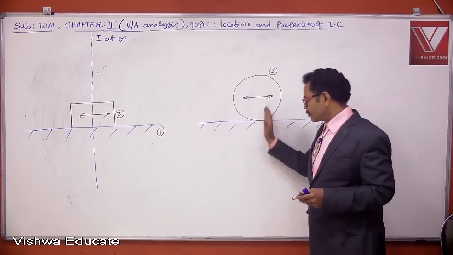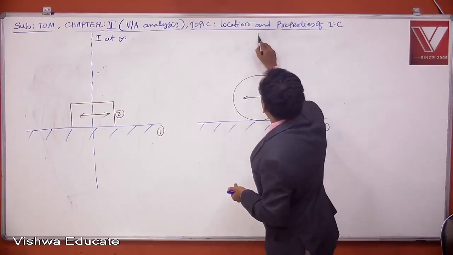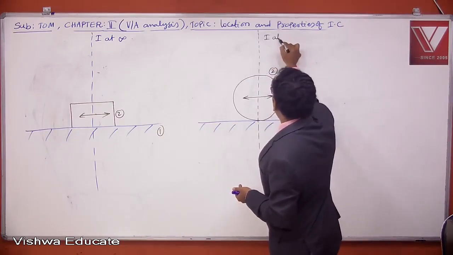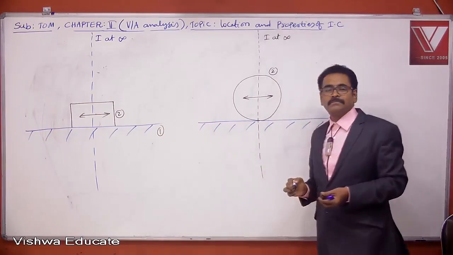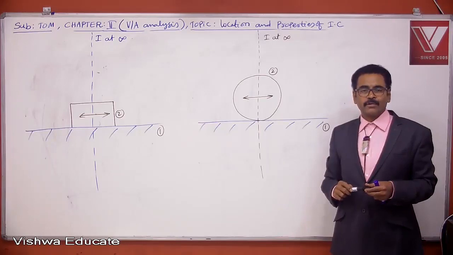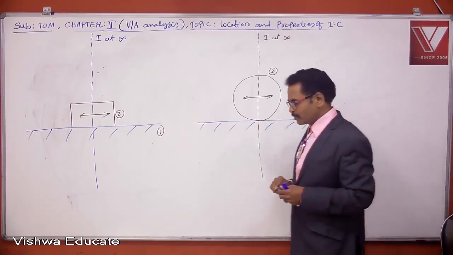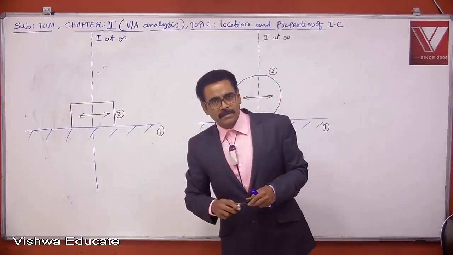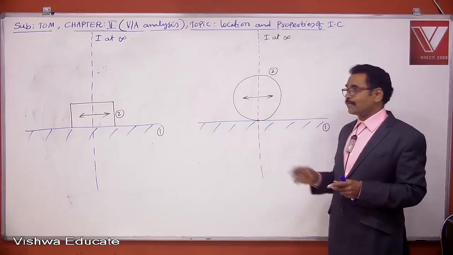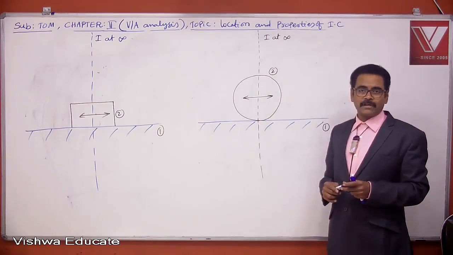Simple. The motion between these two bodies is pure sliding. Definitely the instantaneous center of these two bodies lies at infinity on the common normal. It all depends upon relative motion. What kind of relative motion is present between the two bodies? Pure rolling, point of contact. Pure sliding, the instantaneous center may lie at infinity. Just copy this.